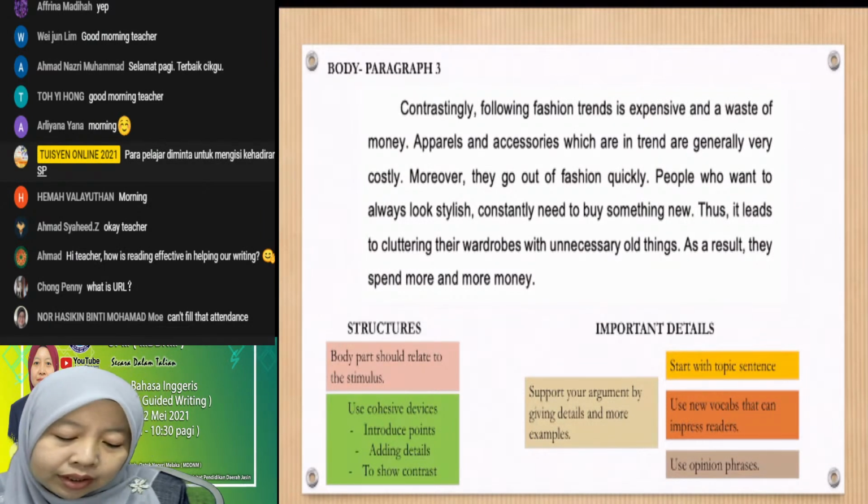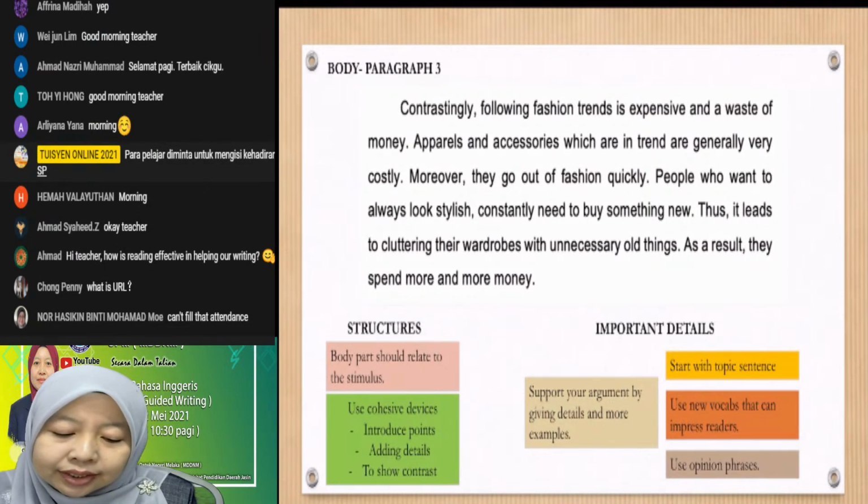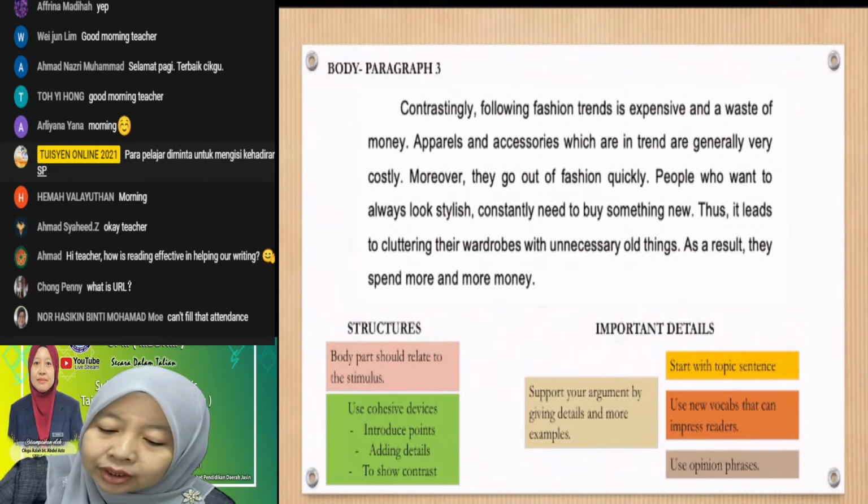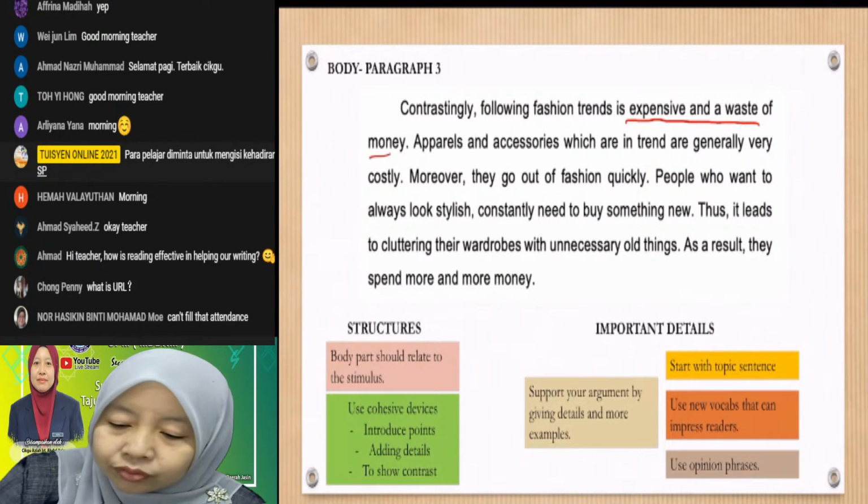Okay, now we look at the structures. Does it relate to the stimulus? Yes. The second bullet in the question asks you to write based on the point of expensive and a waste of money. So this is your point 2.